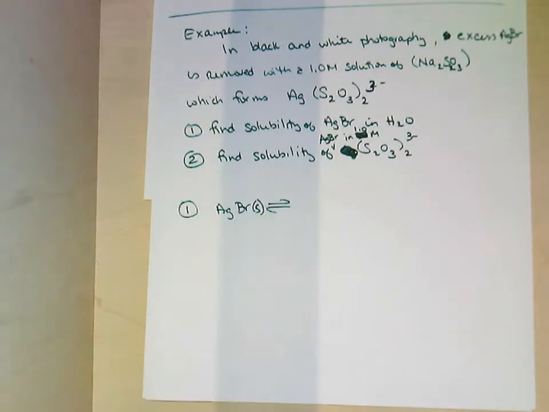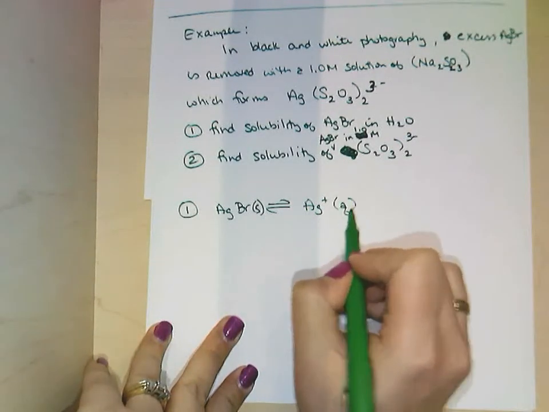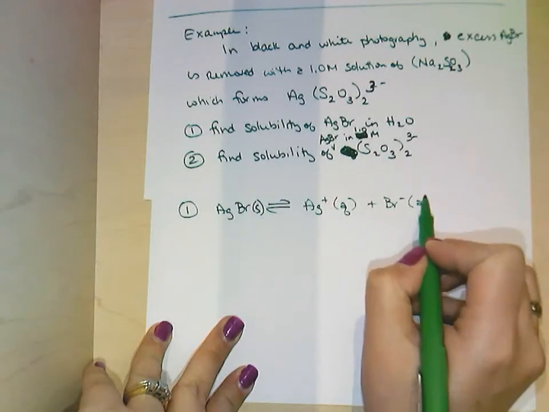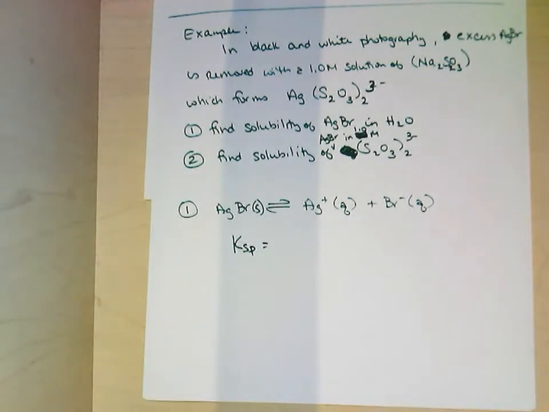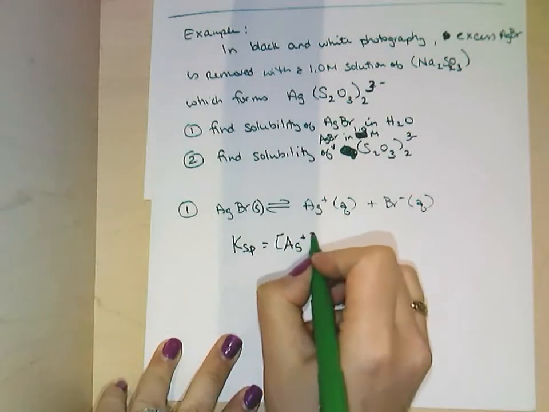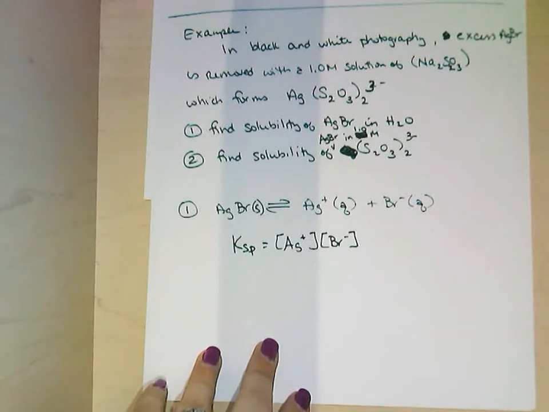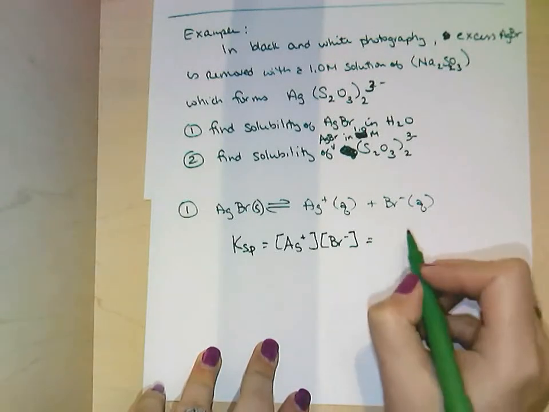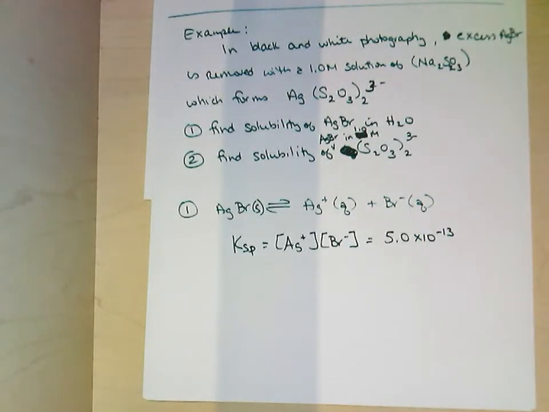All right, so we start off with silver bromide as a solid. What 2 ions does it make? Yep. So what would be the KSP equation for just this? Yep. Good so far? All right, and then we'd go to the back of the book and we'd look up the KSP, and we would find that to be 5.0 times 10 to the negative 13th.